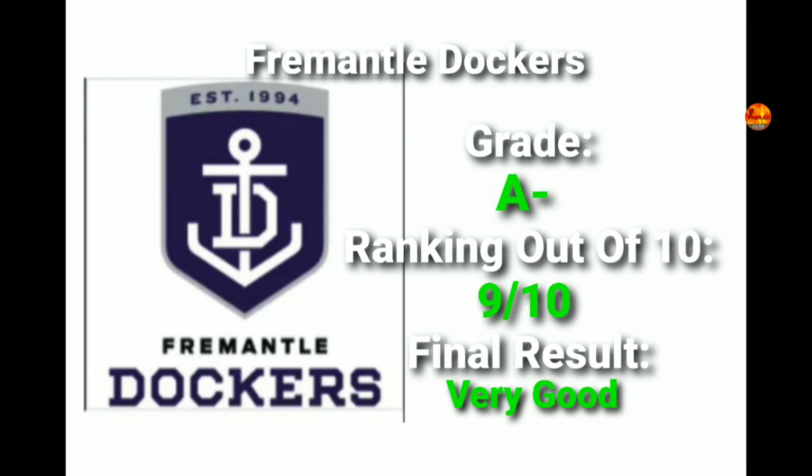Now, I've also given Fremantle an A- as well, 9 out of 10, and very good trade period. Now, I want to say that Fremantle, they got Will Brodie, a nice addition. They got Jordan Clark for the price that they wanted to pay, which was pick 22, and they got pick 19, which means they have a whole 24 hours to decide their next move on the draft.